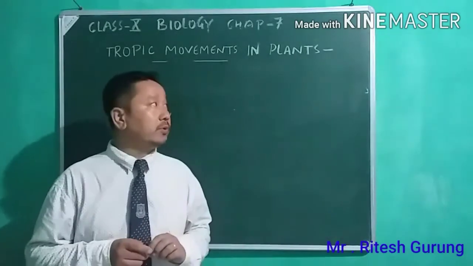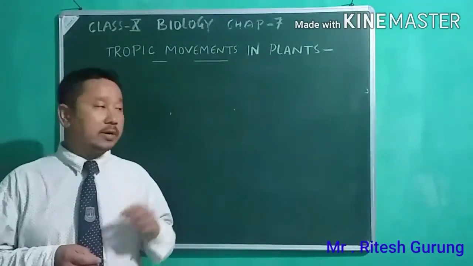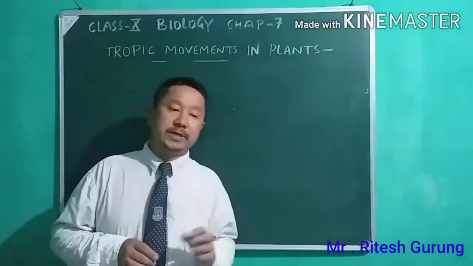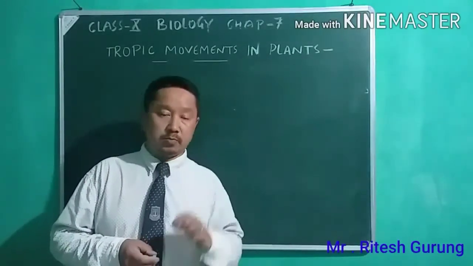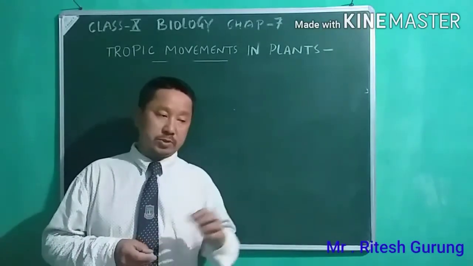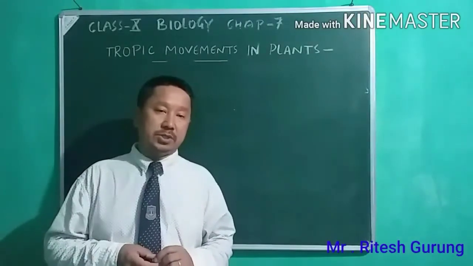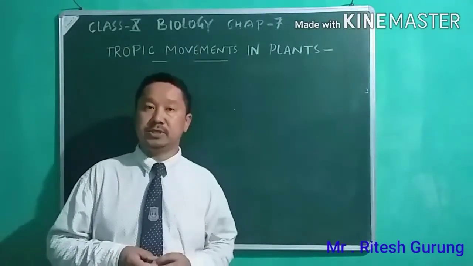Here in class 10 we will continue again with chapter number 7. We are already in the different types of tropic movements in plants. Last time we could not complete the tropic movements in plants, so today we'll continue the same.